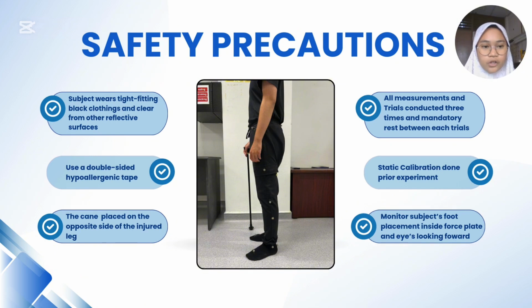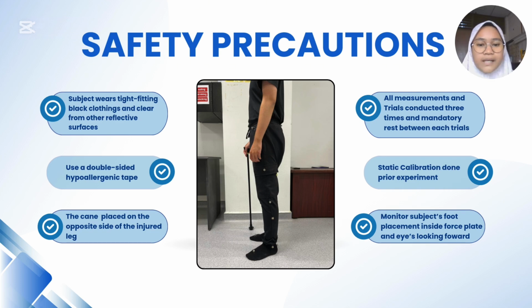Next, for the safety precautions, firstly, the subject must wear tight-fitting black clothing and must be clear from other reflective surfaces. This high color contrast ensures the shiny white silver markers are not overshadowed by the fabric, and helps the data reflect actual anatomical motion rather than cloth displacements. Secondly, the markers must use double-sided hypoallergenic tapes so that the markers remain securely in place throughout all the trials and do not fall off during the movement.